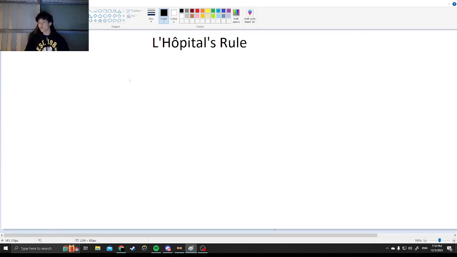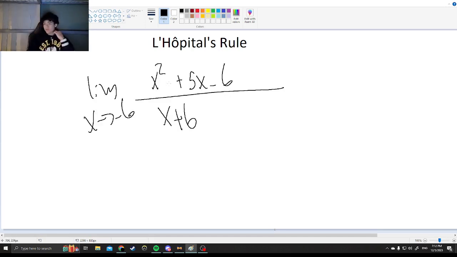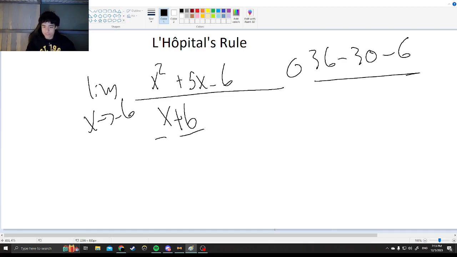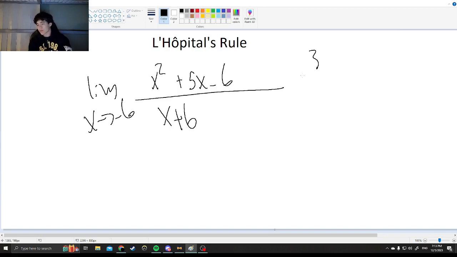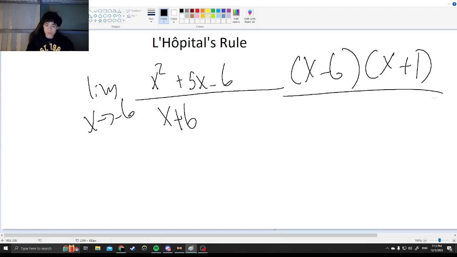So basically, this is for when you're trying to find the limit of something, and you end up with 0 over 0. If, for example, you're trying to find the limit when x is approaching -6 of this equation right here, x squared plus 5x minus 6 over x plus 6. If you plug it in, you're going to get 36 minus 30 minus 6, which is 0, over -6 plus 6, which is also 0, right? So you can't plug it in here. You get 0 over 0. It doesn't work. If you were to factor it, you would get x minus 6 and x plus 1. And nothing here would cancel the x plus 6, so you can't do that either.